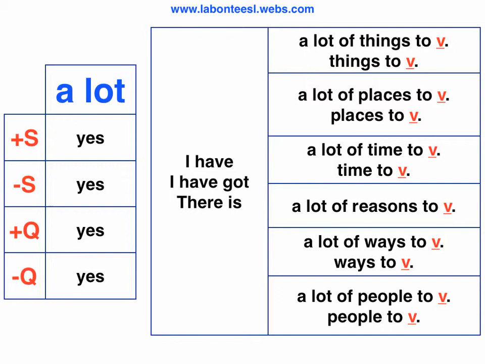I've got a lot of reasons to do it. She's got a lot of ways to make it. I've got ways to get there. There are a lot of people to talk to. I have people to see. Have you got a lot of things to do?